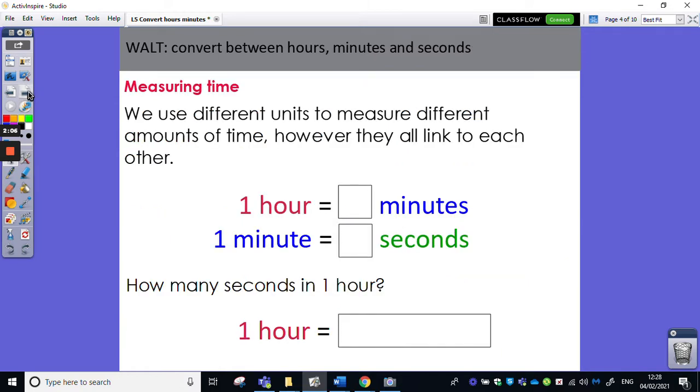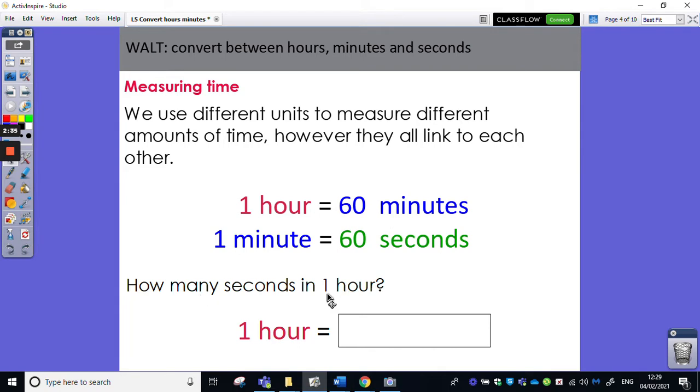We use different units to measure different amounts of time. However, they do link to each other. Now, you may already know how many minutes are in an hour and how many seconds are in 1 minute. So I'm just going to give you a moment to remember in your head. Now, hopefully you've remembered that there are 60 minutes in an hour and 60 seconds in 1 minute. So we can see it's the same unit, 60. So that's going to really help us while we're converting them today.